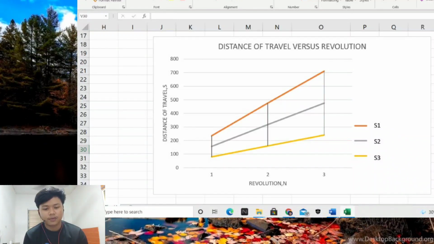As you can see, the orange color is for S1, which is the first revolution, S2 is for the second revolution, which is the silver color, and the yellow color is for S3, which is the distance of travel of revolution 3. So this is the graph.